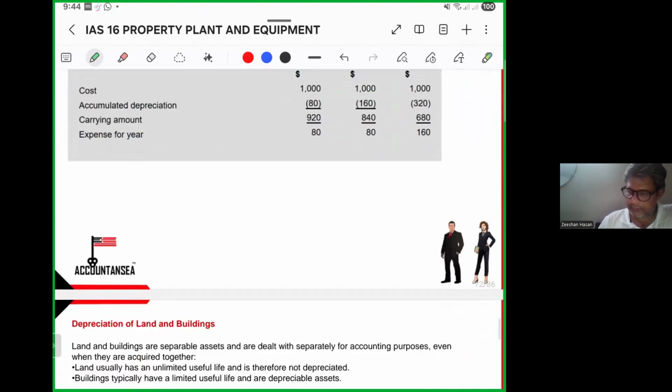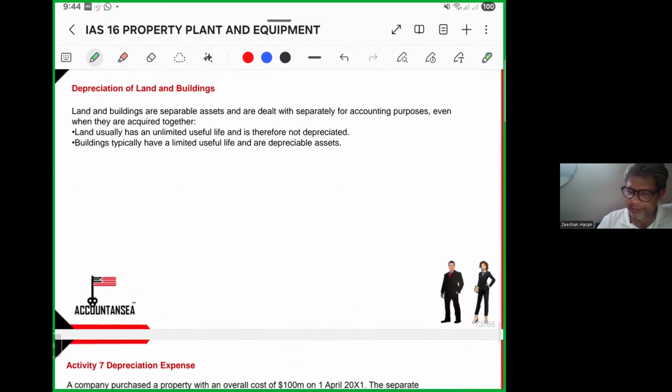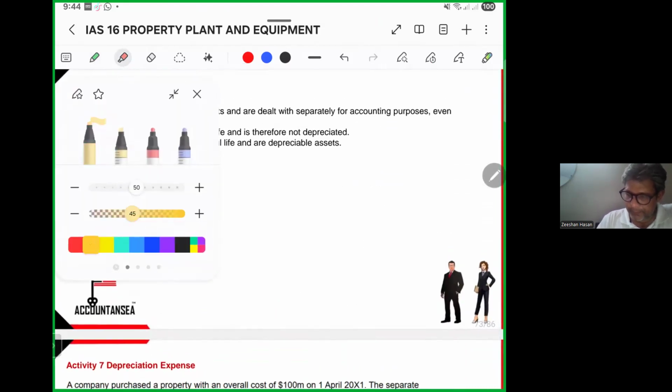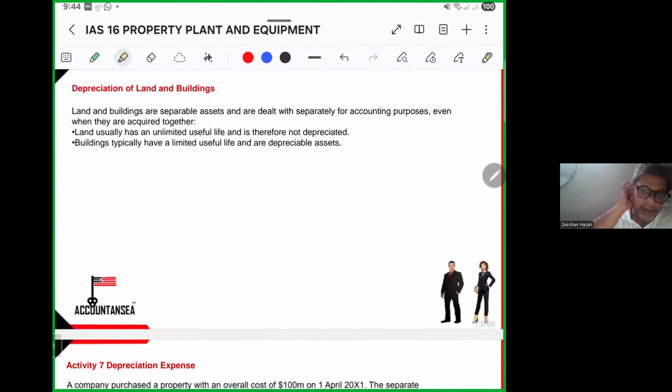So, depreciation of land and buildings. Land and buildings are separable assets and are dealt with separately for accounting purposes, even if they are acquired together. Land usually has an unlimited useful life and is therefore not depreciated, right? Whereas buildings typically have a limited useful life and are depreciating assets.